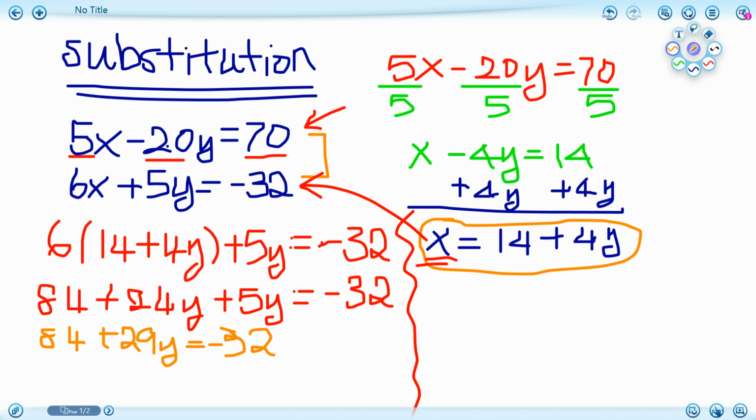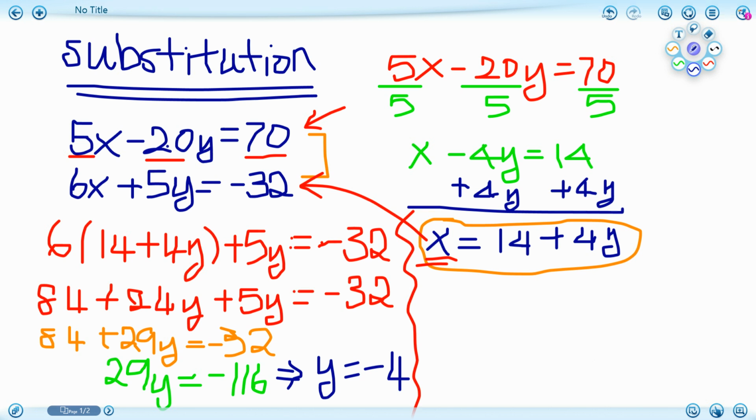Now by subtracting 84 from both sides, I get 29y is equal to negative 116. I'm going to write it right here. I don't have room to write down what I'm doing, but you can see that I'm going to have to divide each side by 29. So when I do that, I get y is equal to negative 4. Now I found my y.